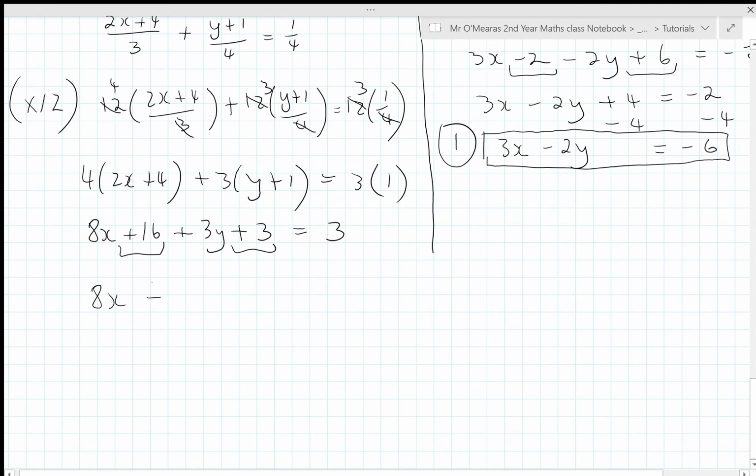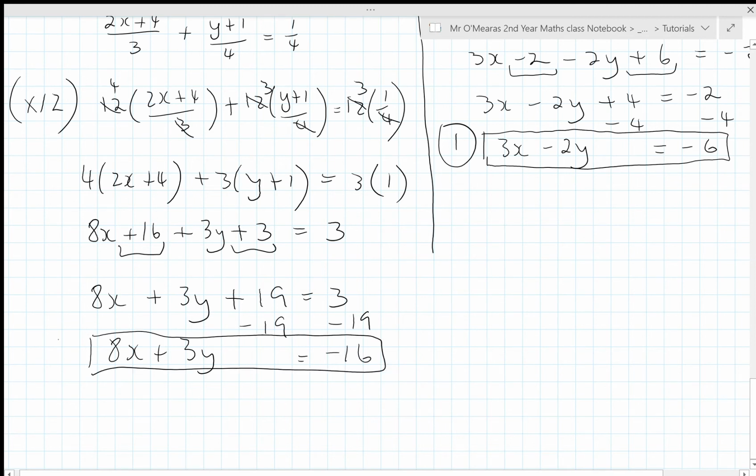So we have 8x plus 3y plus 19 equals 3. We have 8x plus 3y. We're going to take 19 from both sides just to put the constants on the same side as the previous one. So now we have tidied up that.